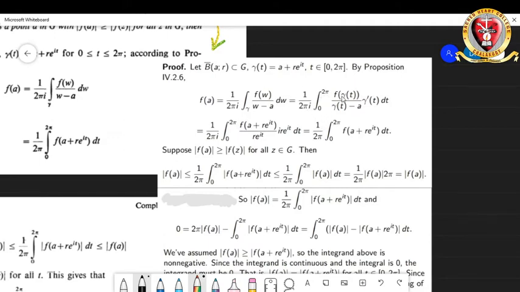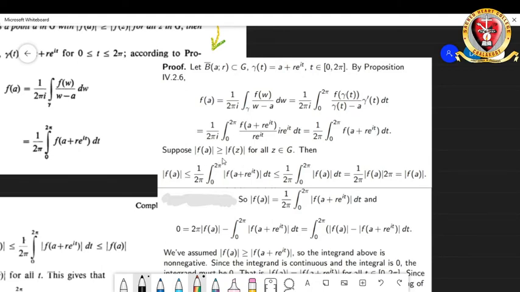Integral 0 to 2 pi f of gamma of t divided by gamma of t minus a into gamma dash of t dt. That is equal to 1 by 2 pi i integral from 0 to 2 pi f of, instead of gamma of t, you can have a plus r e raised to i t, divided by r e raised to i t plus a minus a. So you get the denominator to be this. And gamma dash of t is nothing but i r e raised to i t dt. So when you simplify, you get 1 by 2 pi integral from 0 to 2 pi f of a plus r e raised to i t dt.